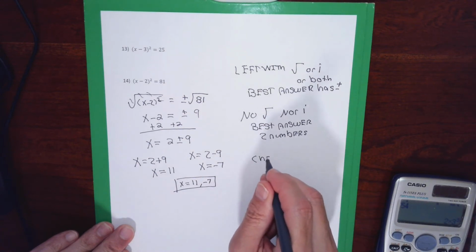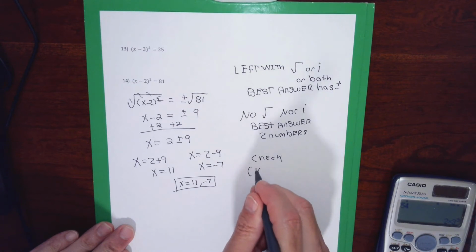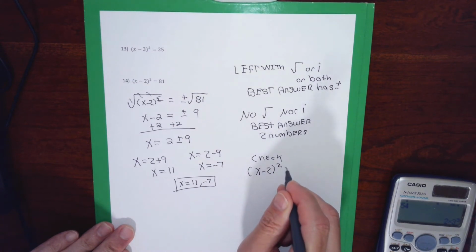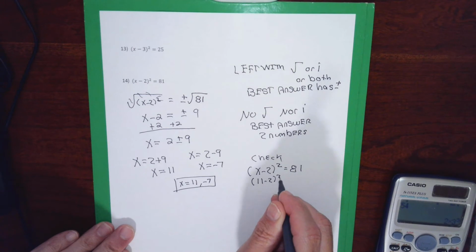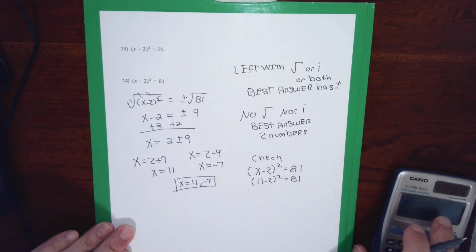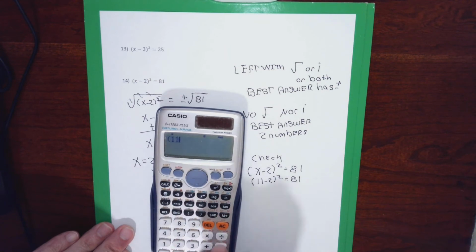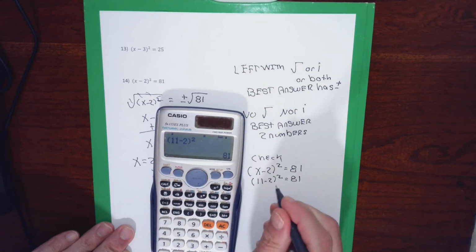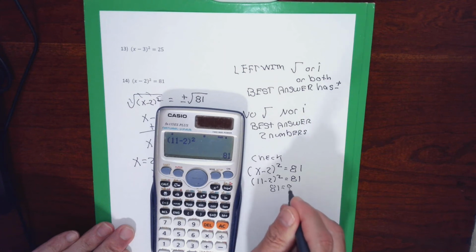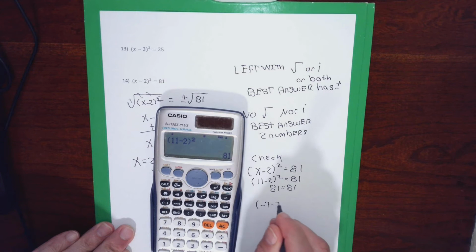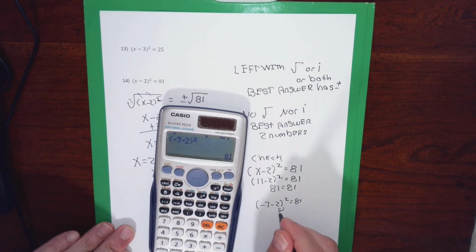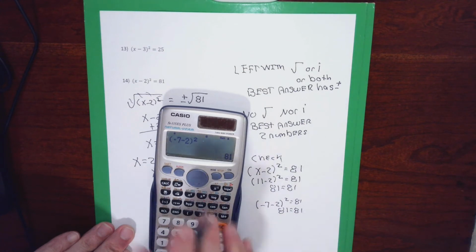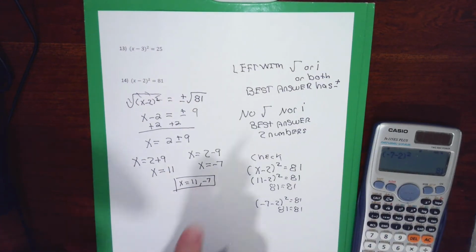Let me check, just to show you that I can check. The original problem is the quantity x minus 2 squared equals 81. If I wanted to check the 11, I'd make sure that 11 minus 2 squared is 81. I don't really need my calculator for that, but heck, I got it here. Plugging in 11 makes both sides reduce to 81. Similarly, if I wanted to check the negative 7, you can also confirm that it checks. And those aren't plus or minus the same number.